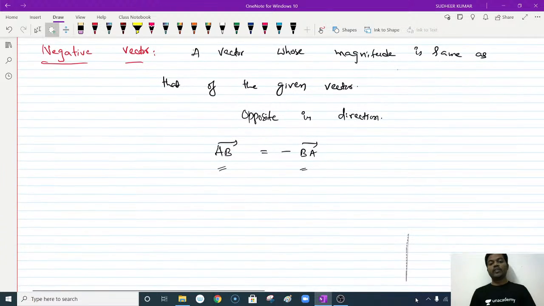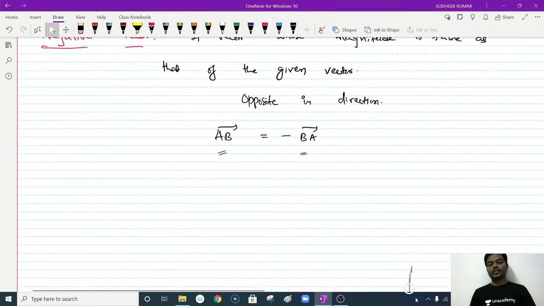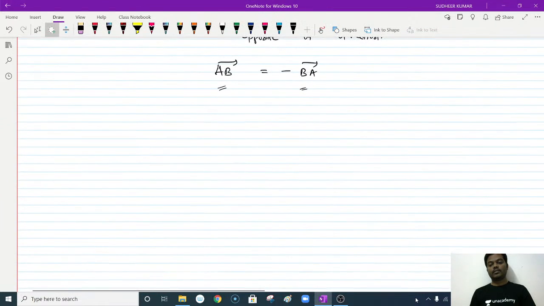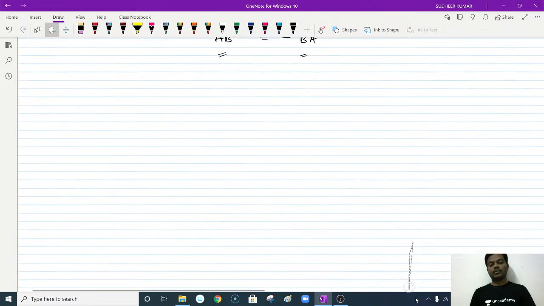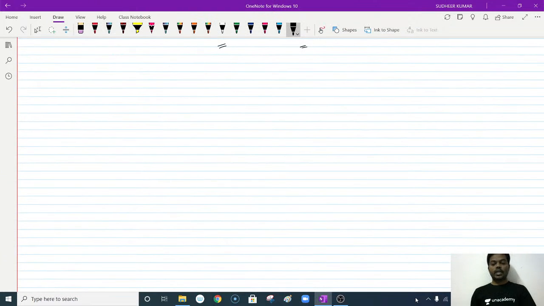These are the different types of vectors. So let us go to the next one.